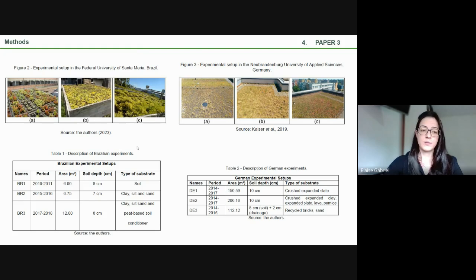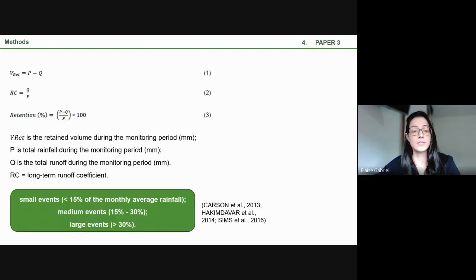Additionally, as we did with the Brazilian green roofs, we verified the hourly precipitation data using the Trollenhagen weather station, which is located near the experimental area. The data were collected at each experimental site and analyzed event by event. A rain event was defined as a period of precipitation followed by 6 consecutive hours of no precipitation. The precipitation and the runoff values of each green roof were used to calculate the retained volume and the long-term runoff coefficient using equations 1 and 2.